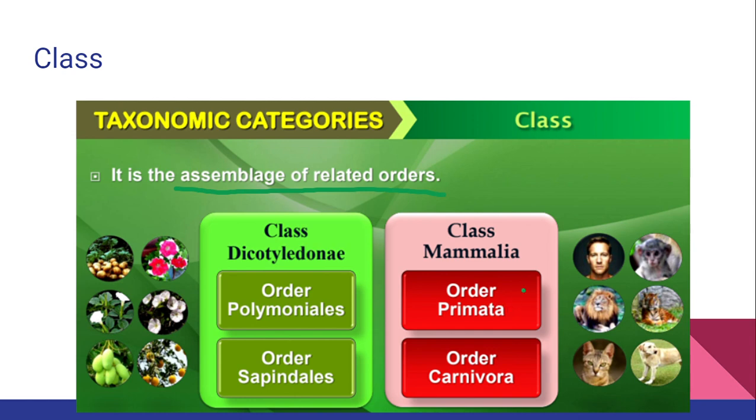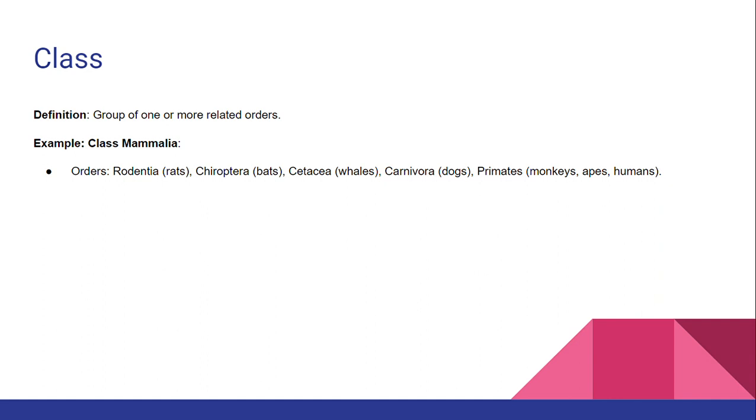Right? Now, what about the class? Class is nothing but an aggregate of related orders. We call it class. For example, your order Primata and order Carnivora. Now, what is the class? Write it in the comment box. Order Primata and order Carnivora are related orders, which come under class Mammalia. Right? Who are mammals? Write it in the chat box. We already discussed in the class. Now, this we have already studied. These are the examples given in your textbook; you are supposed to read them.